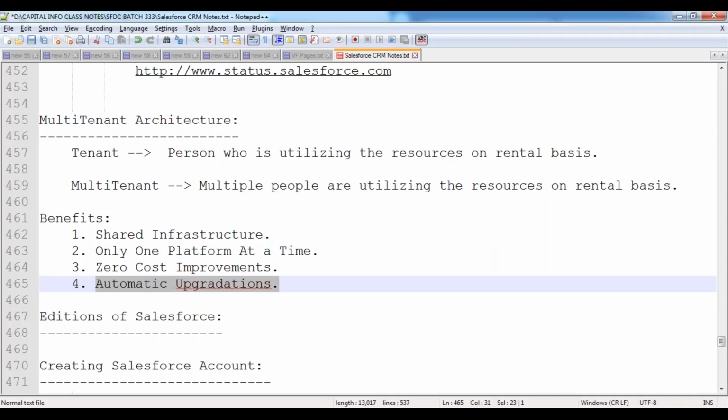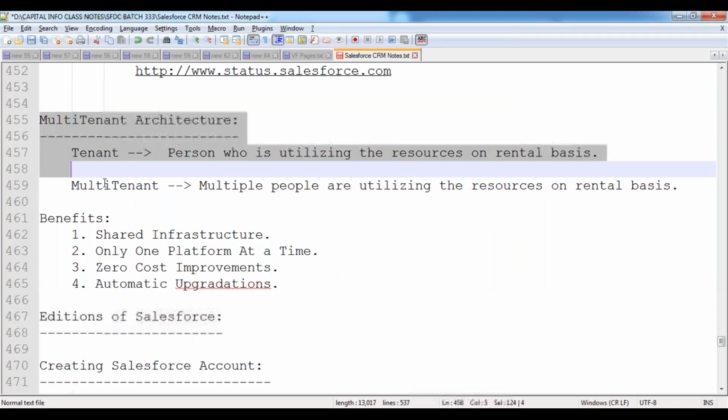So in this case, whenever we are using this Salesforce account, the account will automatically get upgraded whenever Salesforce gives new releases. These are the 4 benefits of multi-tenant architecture.